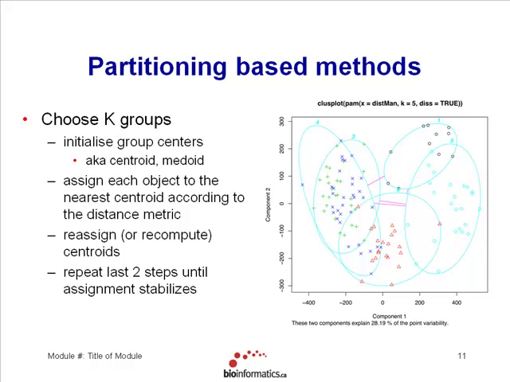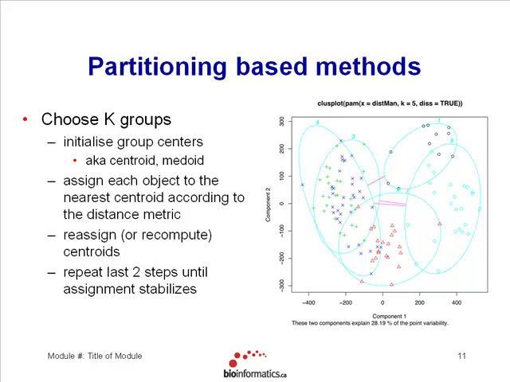So here's the algorithm. That's not showing up very well. But essentially what you do is you initialize the group center. So let's just talk about k-medoids, for example. So you initialize the group centers. And it's also called a centroid or a medoid. And then you assign each object to the nearest centroid according to the distance metric.